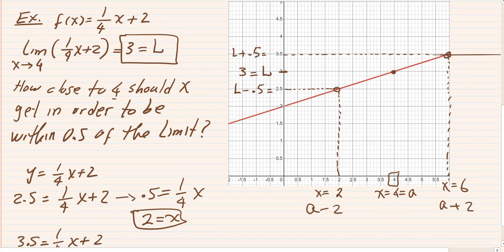Okay. So again, in order to be within half a unit of 3, I need to be within 2 units of x. What if I want to be within 1/4 of the limit? So I'm going to go a quarter down and stretch this. There you go. That's where it hits the graph. Within a quarter puts me up here, and then stretch this one. There you go, roughly. So this is, remember, this is 4.